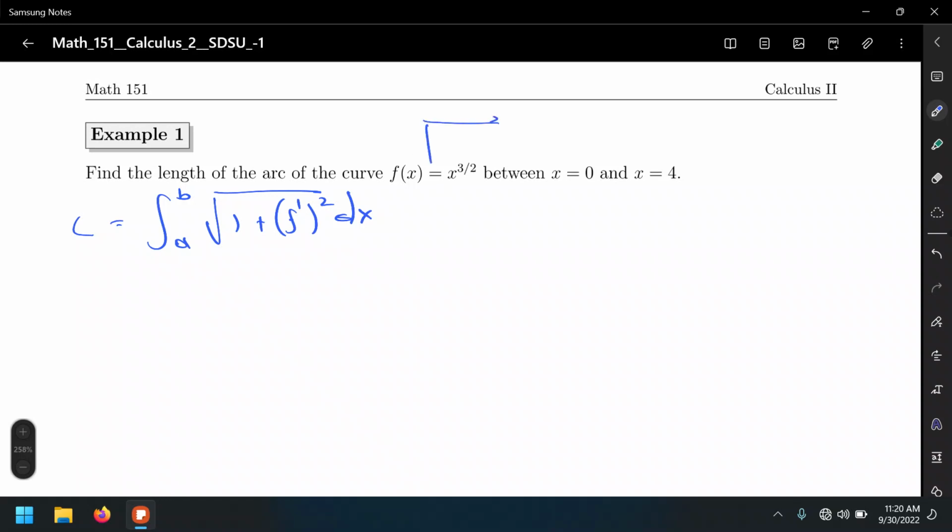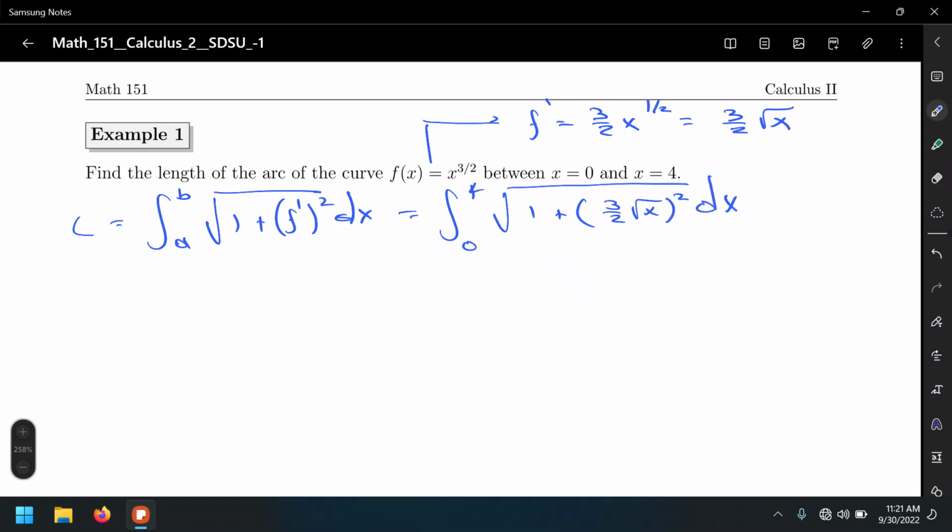So the derivative of f of x equals x to the 3/2. That's going to be f prime equals 3/2 x to the 3/2 minus 1. That's 1/2, which is 3/2 root of x. And I recommend you use the radical form right here, because something cool is going to happen once we write down the integral. So this will be the integral from 0 to 4 of the square root of 1 plus the quantity, the derivative, that's 3/2 root of x, quantity squared, with respect to x.